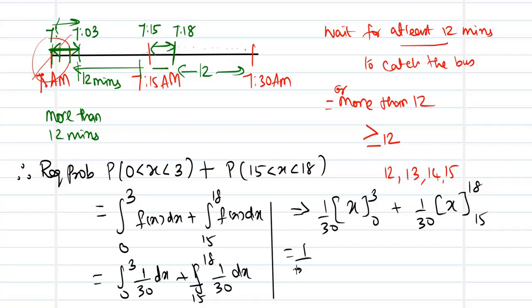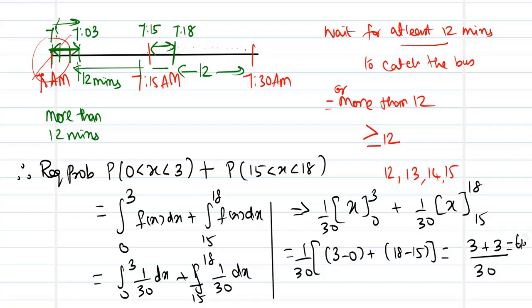Taking 1 by 30 common outside, you will have 3 minus 0 plus 18 minus 15. This is going to be 3, and this is also equal to 3. So 3 plus 3 is 6, divided by 30. What is 6 by 30? This is going to be 1 by 5. So the probability that he waits for more than 12 minutes to catch a bus will be 1 by 5. I hope you understood this problem. Thank you.